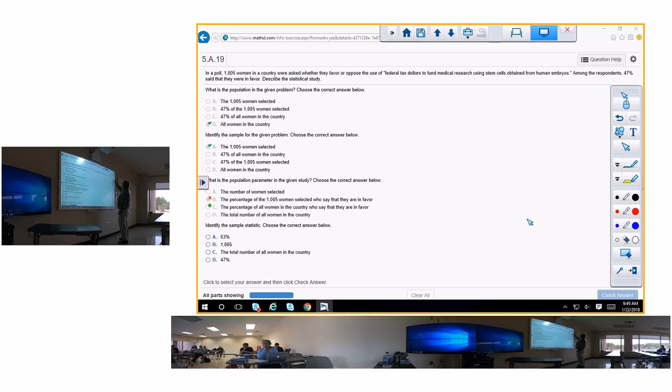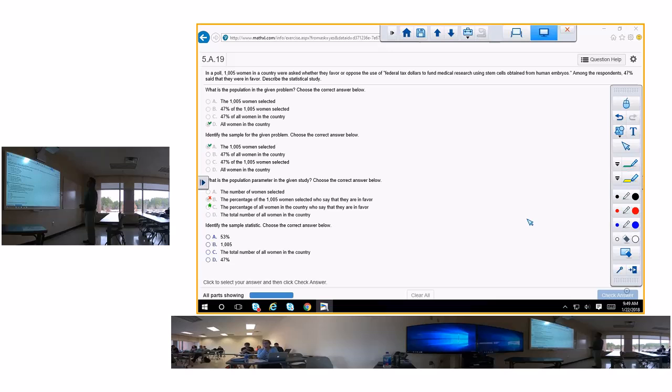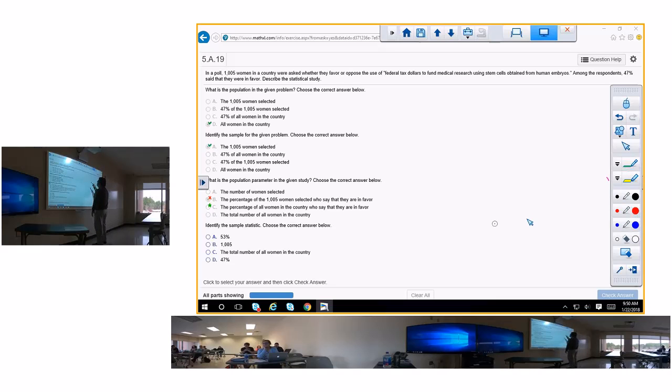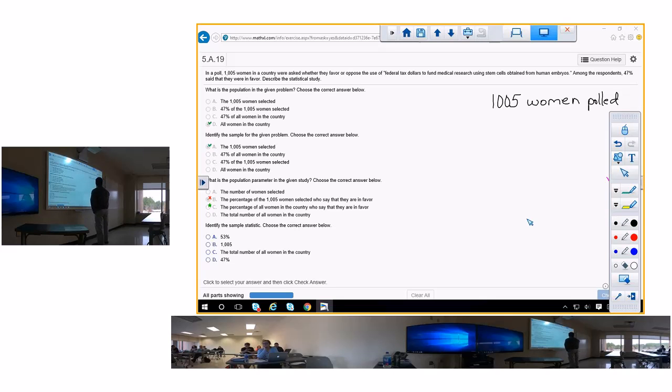Among the respondents, 47% said that they were in favor. So let's just write down what we got. Okay? So far we've got 1,005 women polled. Okay? Now get your handy dandy calculators out because we're going to do some math here.